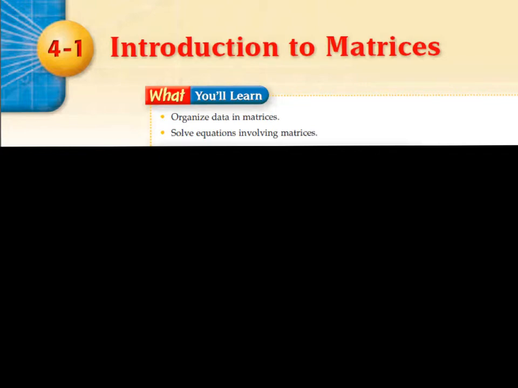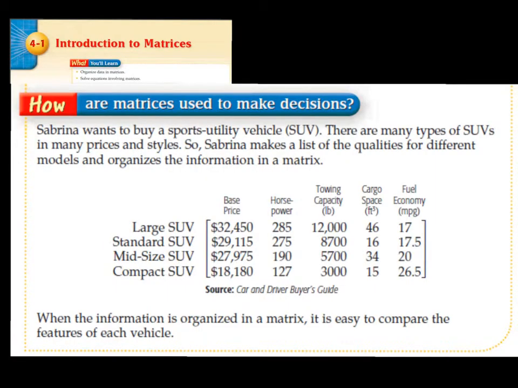In this lesson, you'll learn how to organize data in matrices and solve equations involving matrices. How are matrices used to make decisions? Sabrina wants to buy a sports utility vehicle, SUV. There are many types of SUVs in many prices and styles, so Sabrina makes a list of qualities for different models and organizes the information in a matrix. When the information is organized in a matrix, it is easy to compare the features of each vehicle.